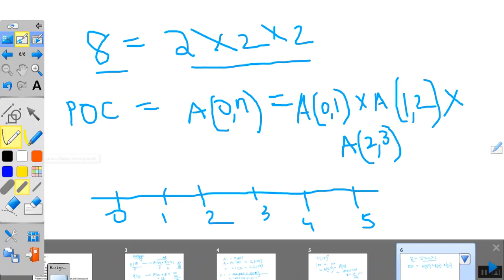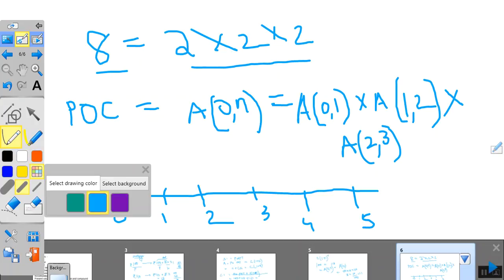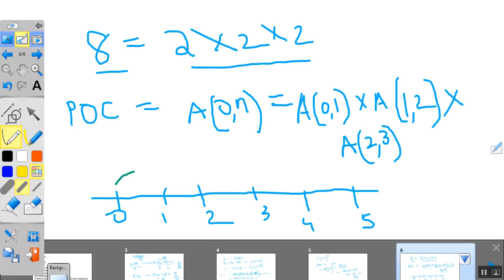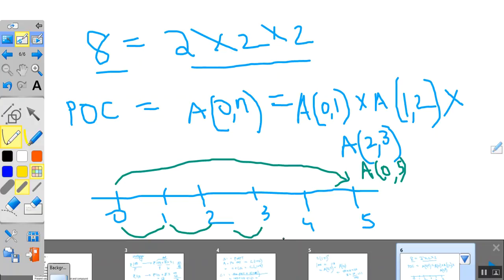Now the principle of consistency states that the factor that I have from 0 to 5 is equal to the product of this, which is from 0 to 1, then 1 to 2, 2 to 3, 3 to 4, 4 to 5, or it could be 0 to 2, then 2 to 5. It could be any sequence, but the overall factor will be equal to the combinations of any factors that we have within this timeline.